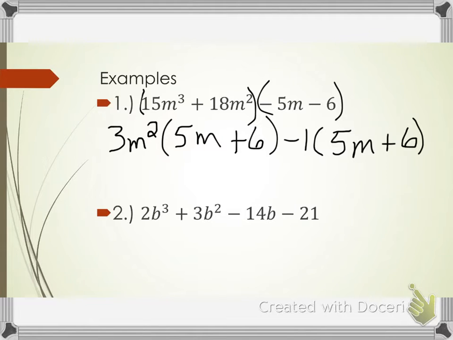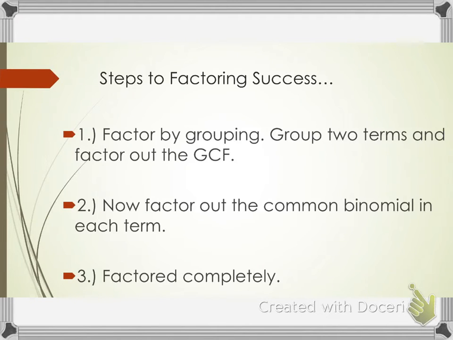What do we notice about what I've done after I group and factor out a GCF? They're similar. How? Exactly the same, except for the numbers outside the parentheses. Very good. So I've done step 1. I've grouped two sets of two of my terms together and factored out a GCF of each set.